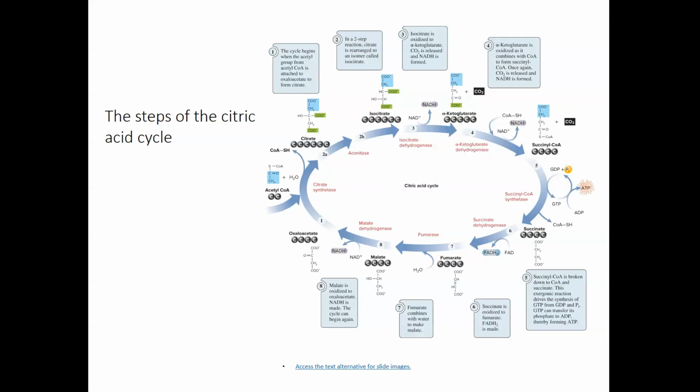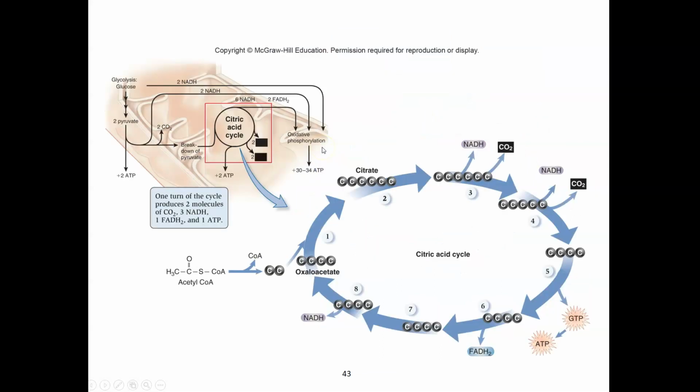All right, so you are not responsible for memorizing what is going on during the citric acid cycle. We want you to have a big idea of what we're generating, which is all the NADHs and the FADH2s and the ATPs. However, if you were so inclined, you could look at each of these processes and identify some of the key things that are going on.